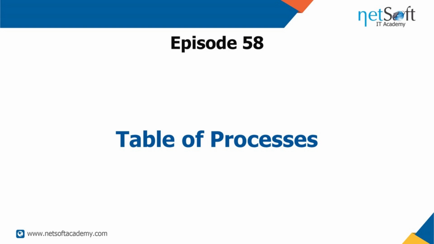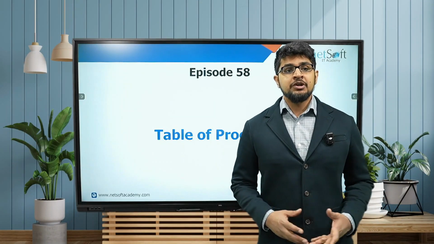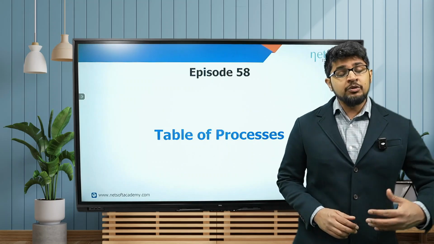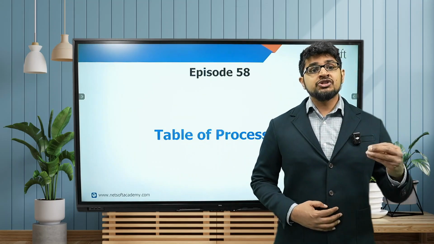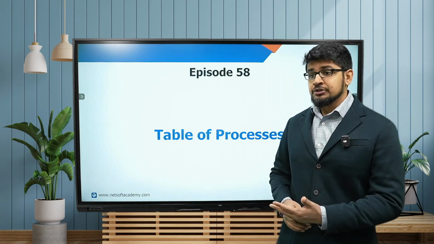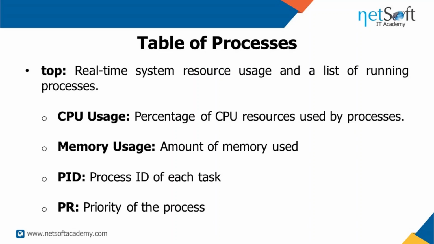Hi, in this episode, we're going to talk about the table of processes. Table of processes is a utility that's used in Linux to give you a real-time view of your system resource usage and a list of running processes. How it works is simply by using the top command or table of processes.